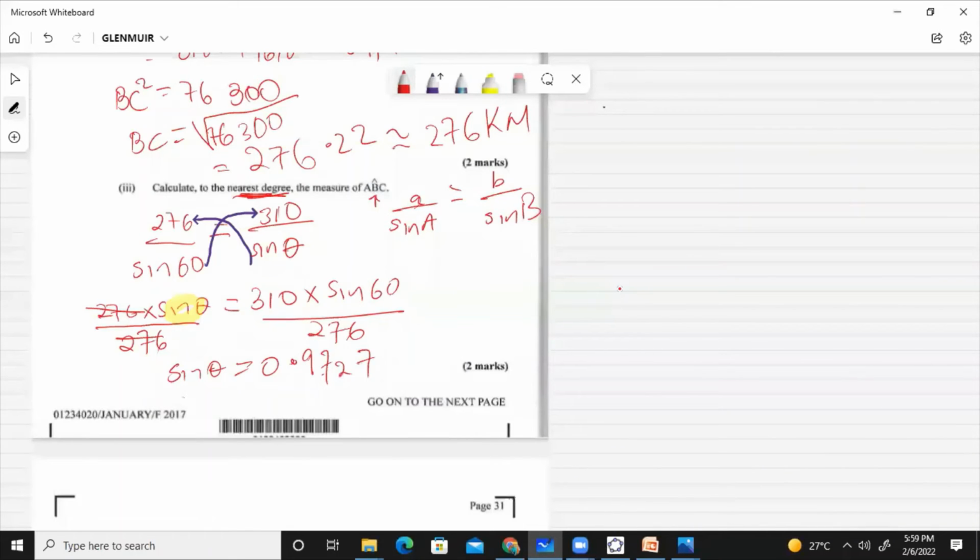The answer is that we're going to have to take the sine inverse of 0.9727, and whatever we get is the angle ABC. Let me make sure I use the right number. We're looking at 76.58. And then there is a special instruction, so it's going to be approximately 77, because they did say to the nearest degree.